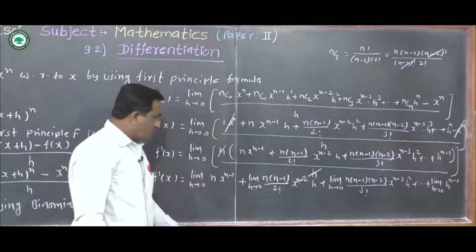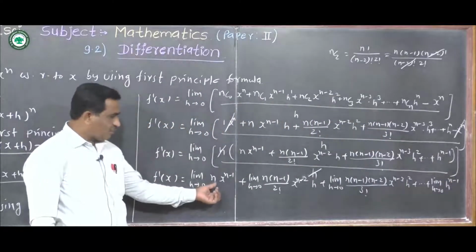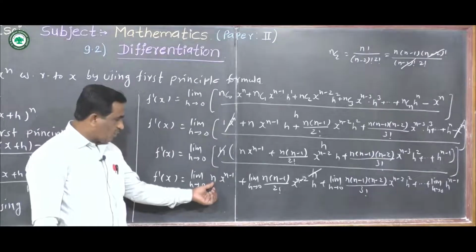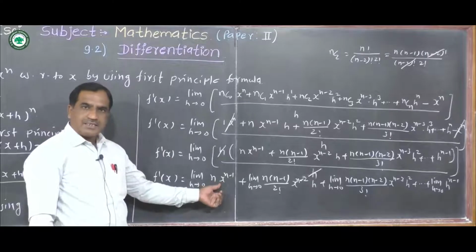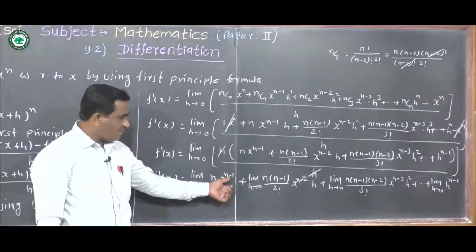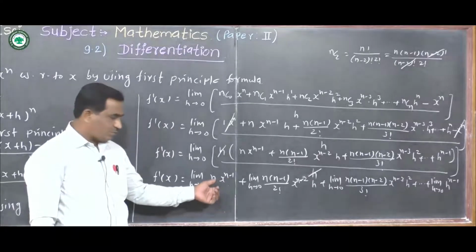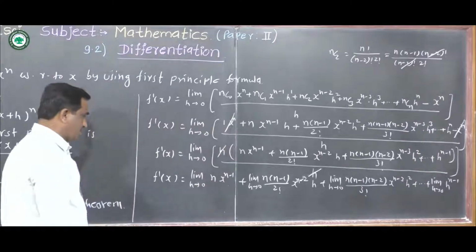Okay, now here the limit for the first term. This is the constant term. There is no term of h. h is a variable here, x is constant. n into x raised to n minus 1 is constant. Therefore, the limit of a constant term is the constant term.